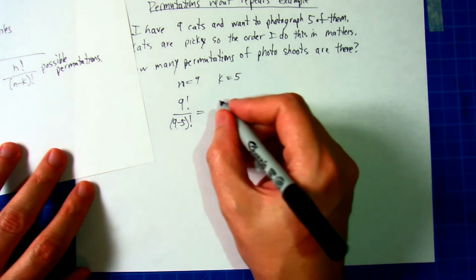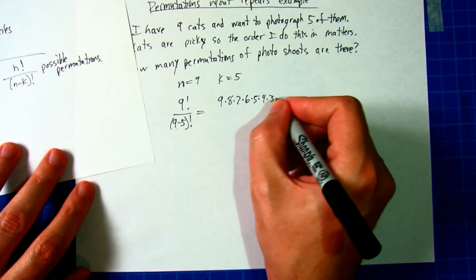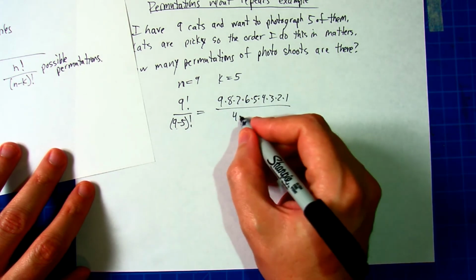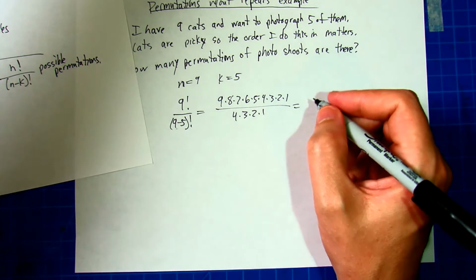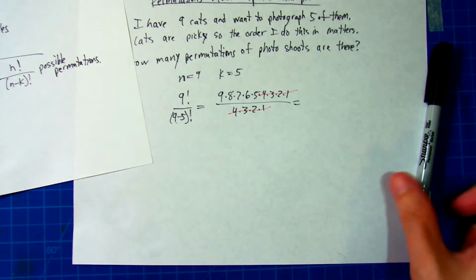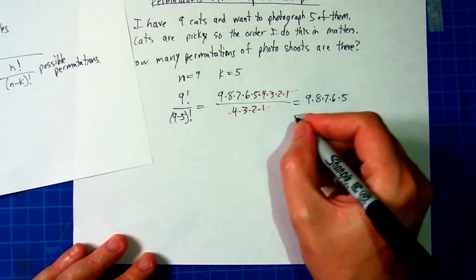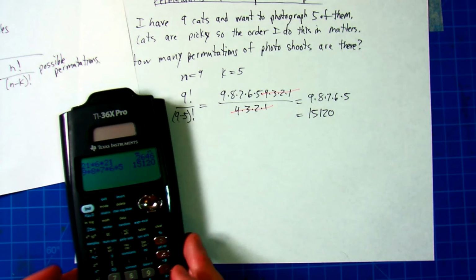And something fun kind of happens here. I get 9 times 8 times 7 times 6 times 5 times 4 times 3 times 2 times 1 over 9 minus 5 is 4. So I get 4 times 3 times 2 times 1. And now something fun happens, where this whole thing cancels out this whole thing, and I just get 9 times 8 times 7 times 6 times 5, which is equal to 15,120 possible little furball photo shoots.